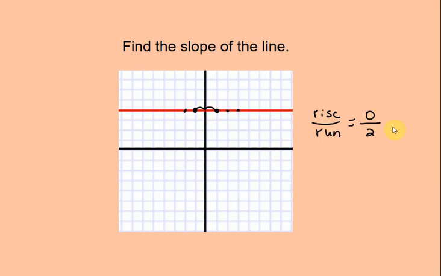If I have a 0 divided by anything, that's 0. So the slope of this line is 0. And the slope of any horizontal line is also going to be 0. And that's how we find the slope of a line.